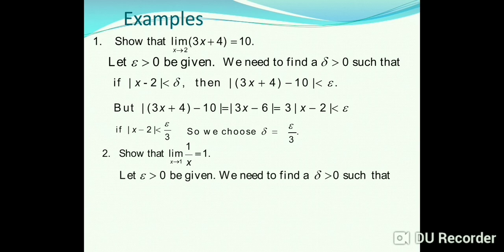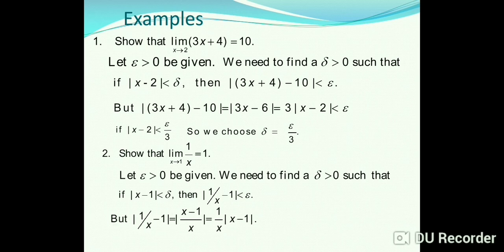Second example is: show that the limit of 1 by x as x tends to a is equal to 1. Solution of that example is: let epsilon greater than 0 be a given number. That's trivial.